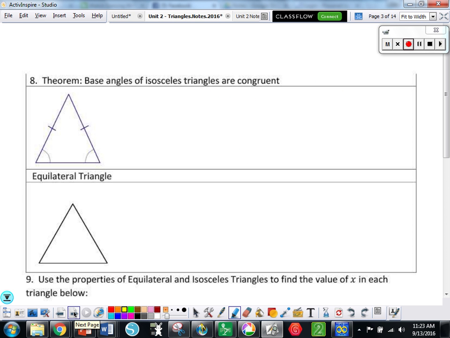The last thing we're going to do is talk about isosceles and equilateral triangles. I see the phone again. I'm taking it away. Just a warning to this class.